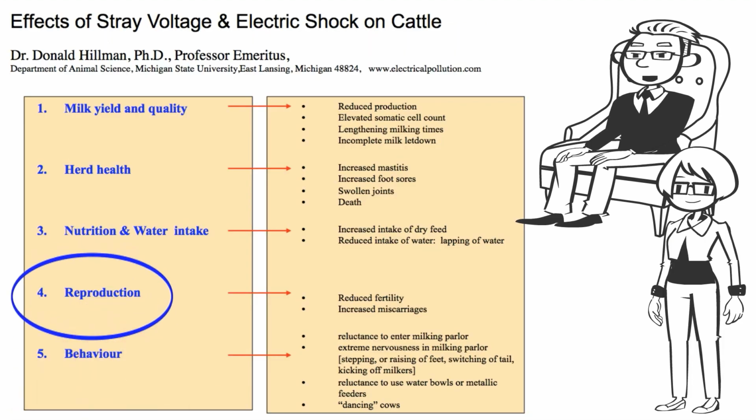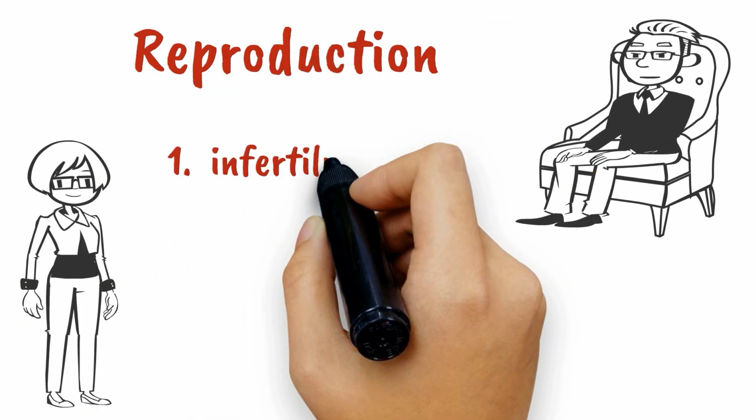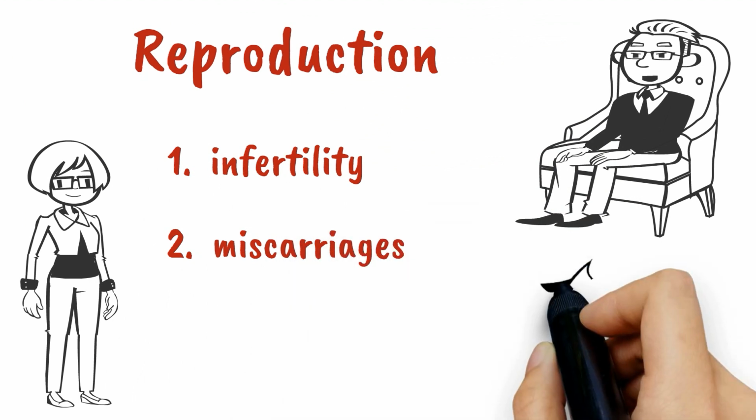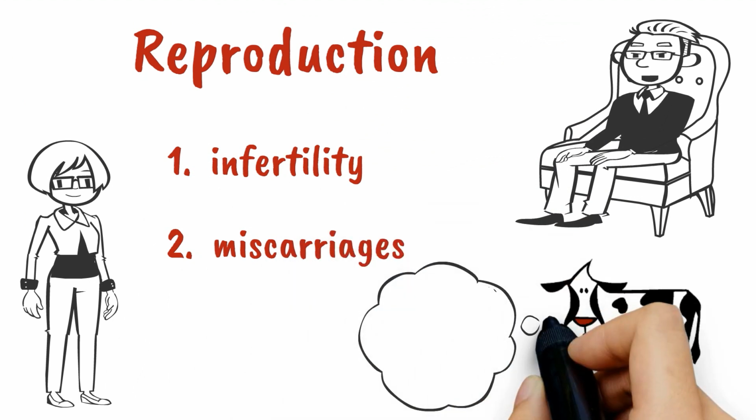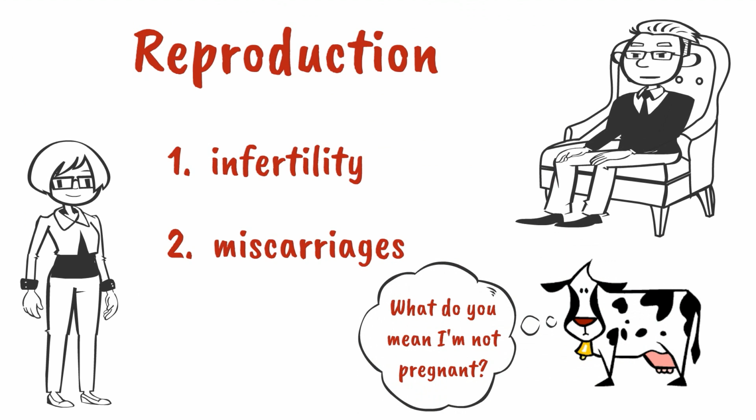Our next topic is reproduction. This is another great concern on farms with ground current pollution. Ground current contributes to infertility and to miscarriages. Some cows are not able to get pregnant and some miscarry.